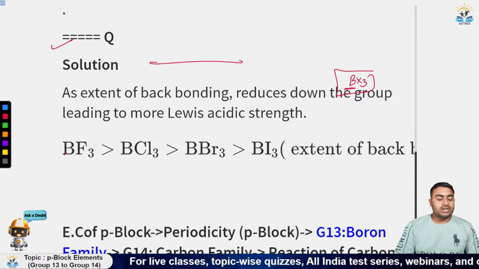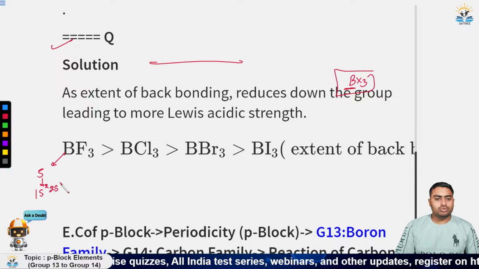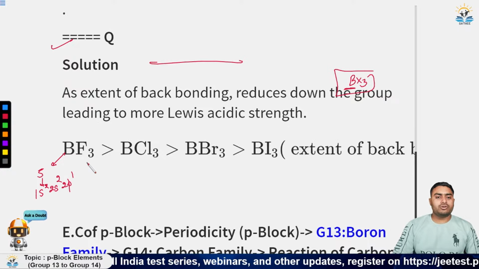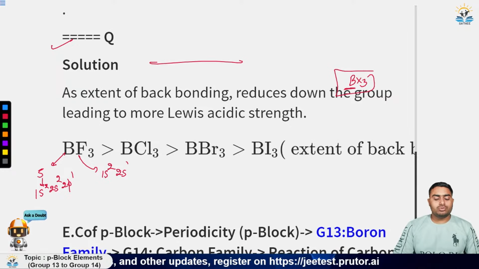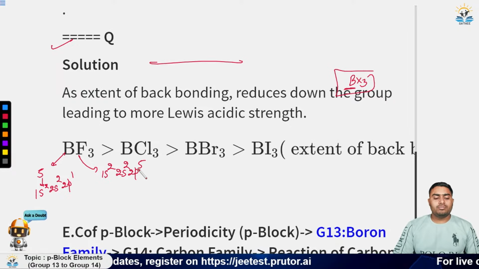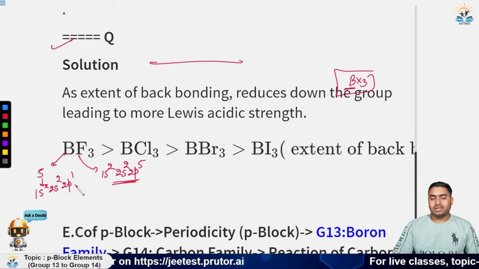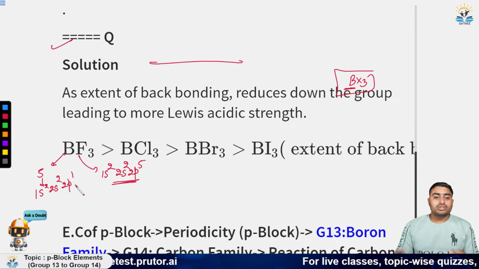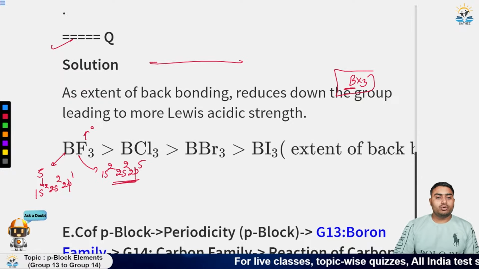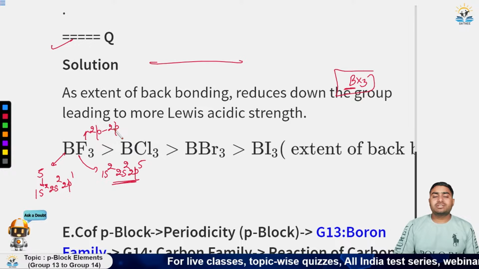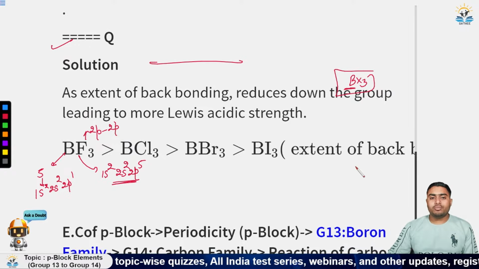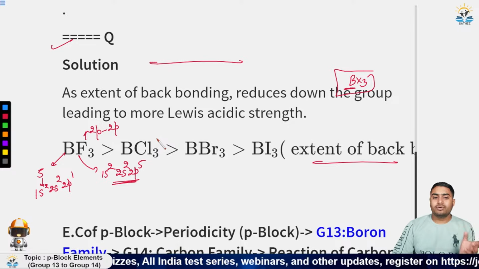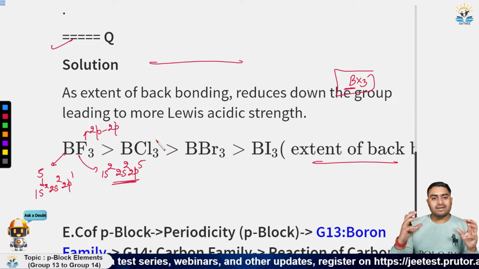That means boron's atomic number is 5, electronic configuration is 1s2, 2s2, 2p1, right? And fluorine's atomic number is 9, electronic configuration is 1s2, 2s2, 2p5. That means both orbitals, 2p and 2p, are of the same energy level. So in 2p, the overlapping is very good, right? The overlapping extent is good. So the extent of back bonding is more in the case of boron 2p and fluorine 2p.